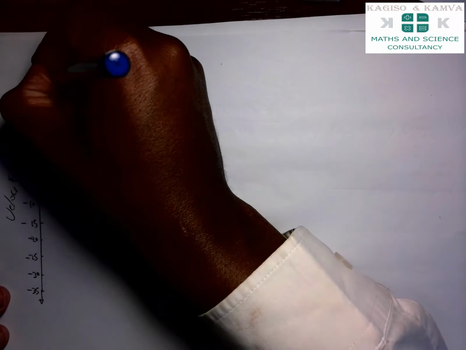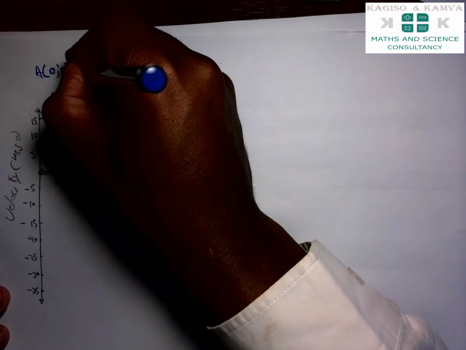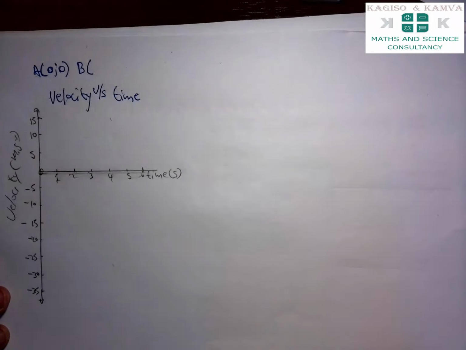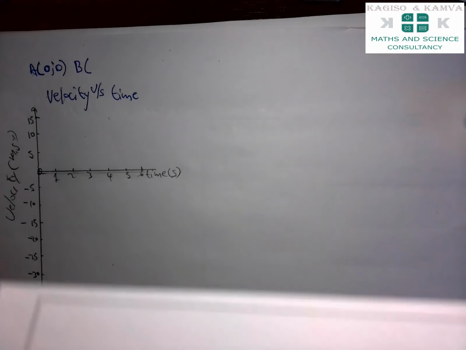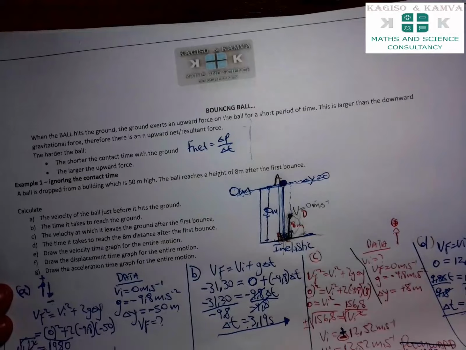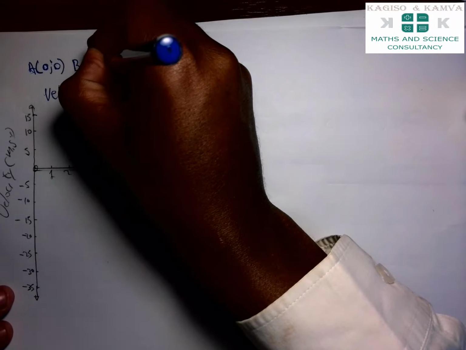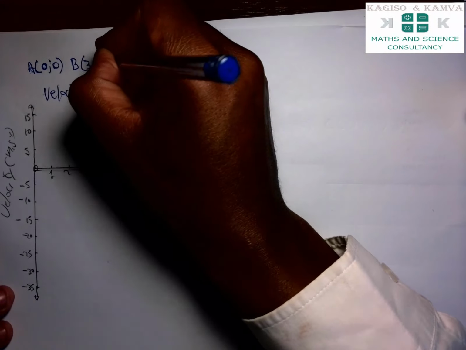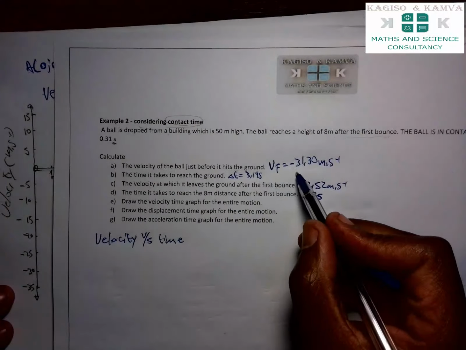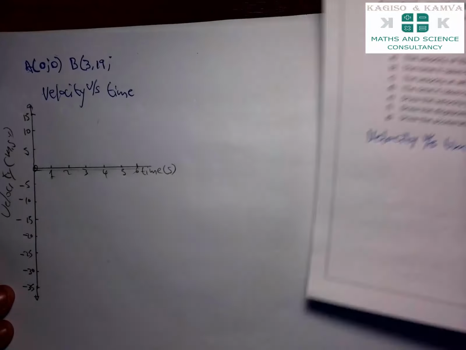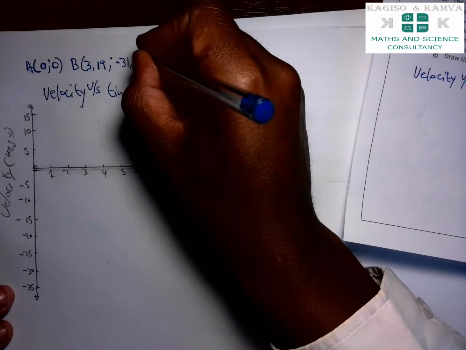Going to have A. What is the time at A? The time at A was 0 and the velocity was also 0. At B, when it first hit the ground, the time is 3,19 seconds. But what is the velocity at which it hits the ground? That is negative 31,30.